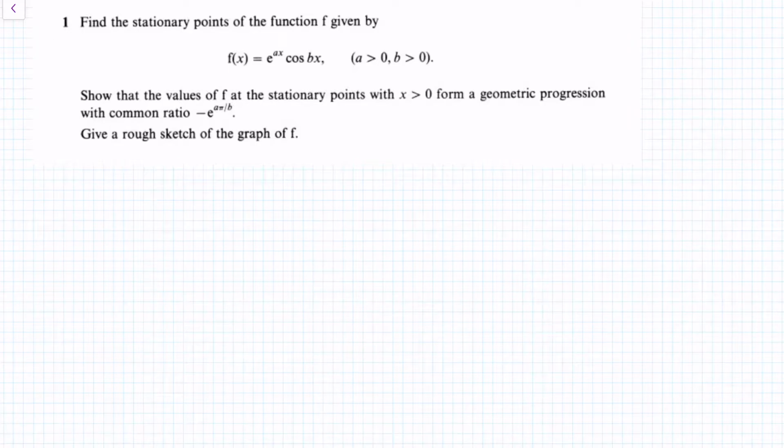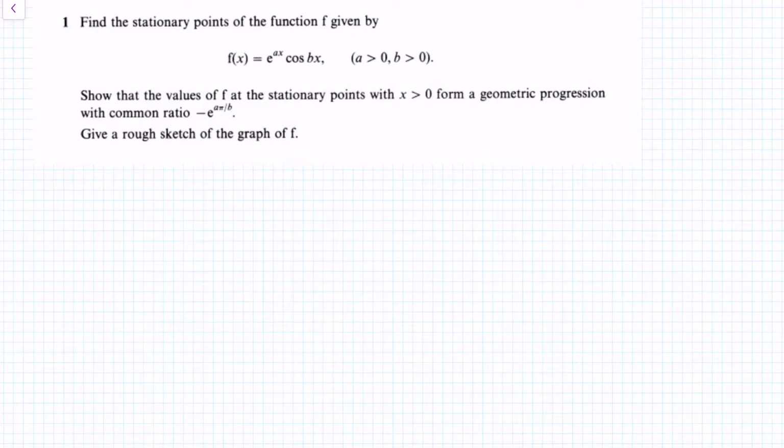Today we're going to solve a question from a Cambridge maths entrance paper. We are given a function where a and b are positive numbers. Well, I'm assuming a and b to be real numbers. The first thing we need to do is find the stationary points, and then show that these values form a geometric progression, and then give a rough sketch. If you'd like to try it first, pause the video, and then we can go over it together.